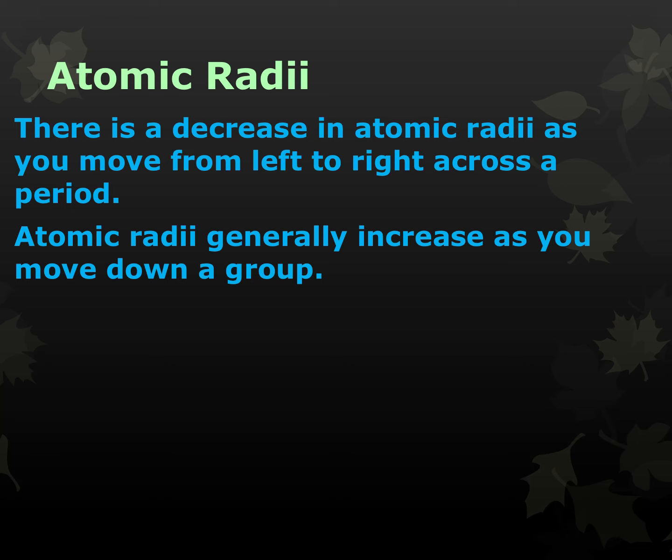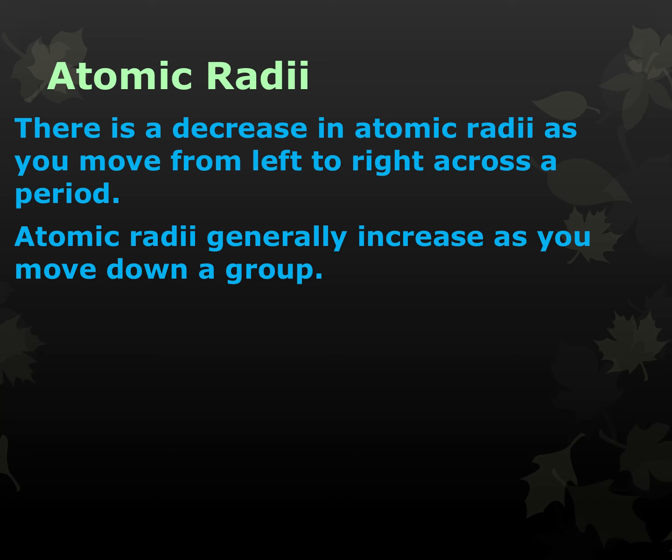So the atomic radius of an atom increases as you go down, because it has more layers. The more layers you add to something, the bigger the radius will be. Common sense there.